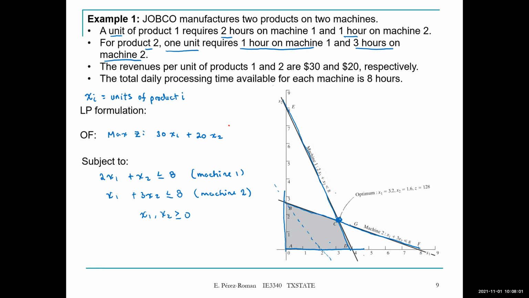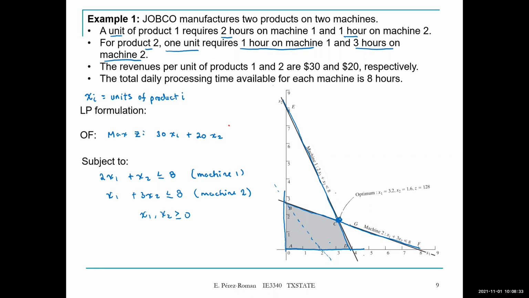The question that we are asking now is whether it's a good decision for me in terms of profit to increase the capacity of my resources. So basically, what will happen if I increase my capacity of machine 1 from 8 hours to 9 hours? Would that be a good decision? Same thing for machine 2. If I decide to increase the capacity of machine 2 by 1 hour, is that a good decision or not?